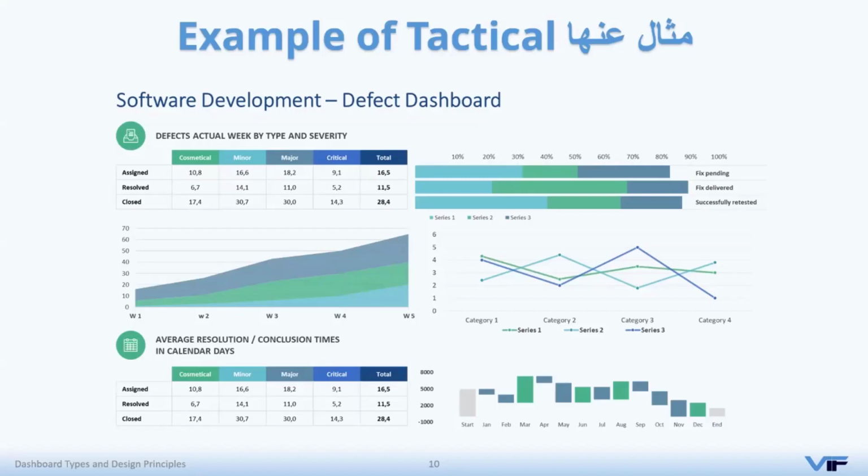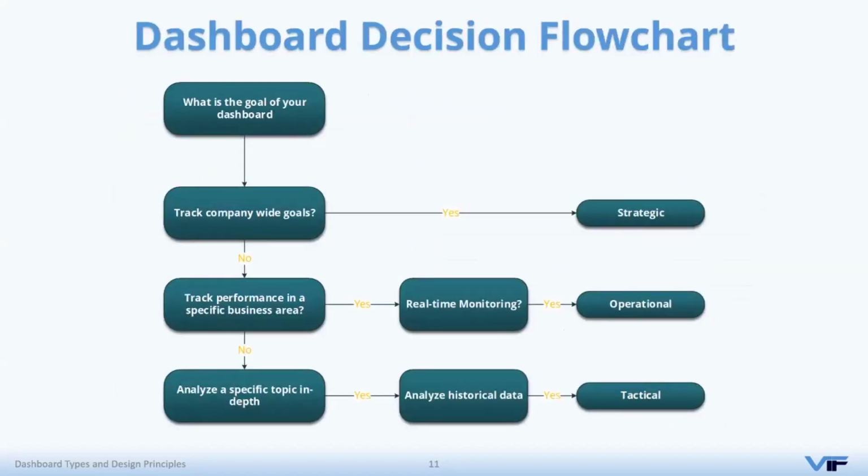So if you want right now to build a dashboard and take the decision of what dashboard we need to create, here is a flow chart to explain what we need to do. We'll ask ourselves the first question: do we need to track a company-wide goal? If the answer is yes, then we should make a strategic one. If the answer is no, we'll ask ourselves a second question.